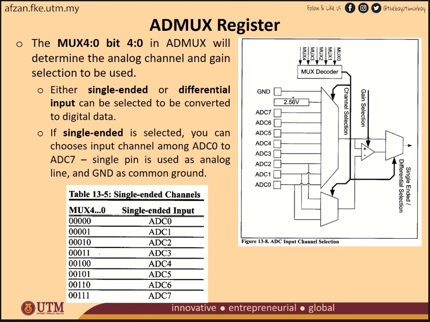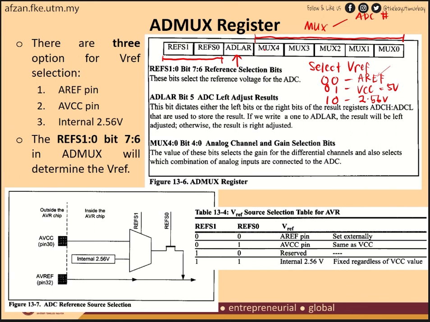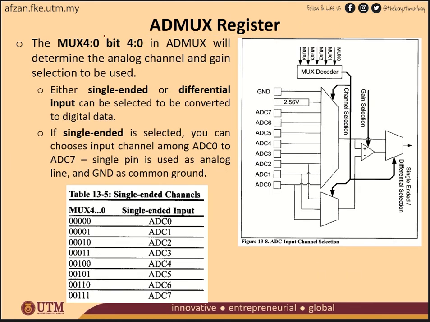Okay, so this is the ADMUX register that I told you about earlier, bits MUX0 to MUX4, which are used to select the ADC channel. The MUX4 to MUX0 bits will determine the analog channel and gain selection to be used.